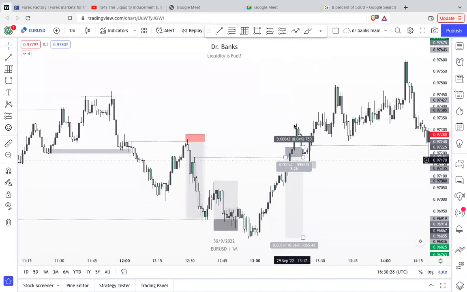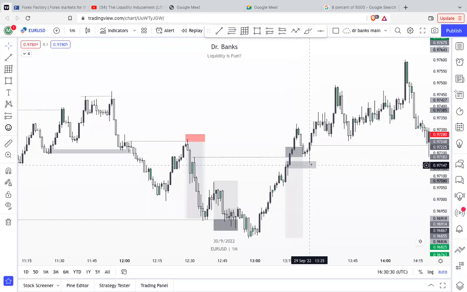So what happened was the price did that and immediately came back to what? The flip zone. This was the last point of demand that sponsored this rally to the upside, right? This was the last point. So price immediately came back in, tapped into that, and then continued to rally.